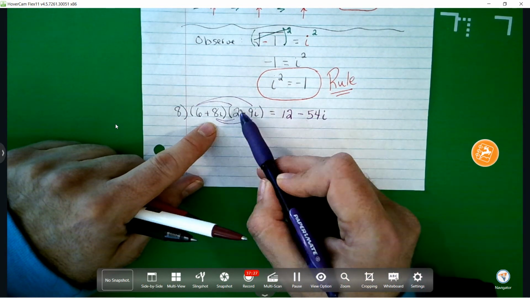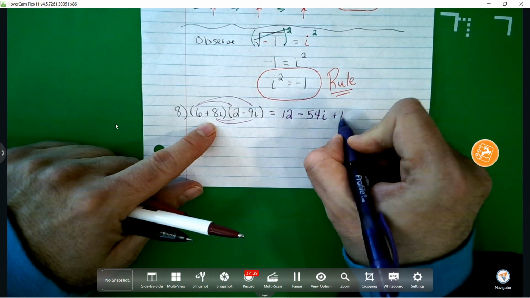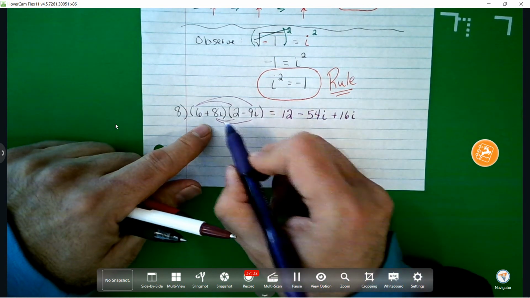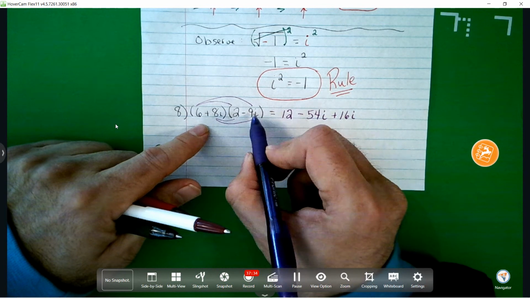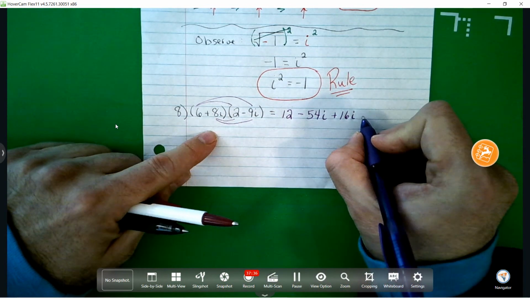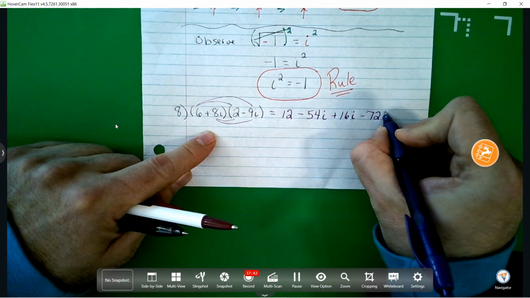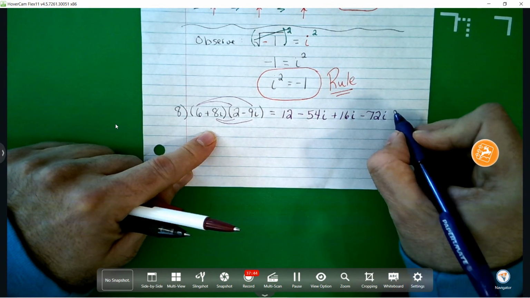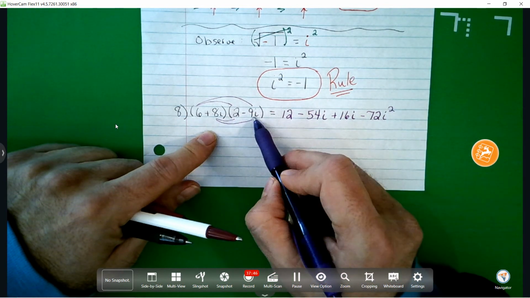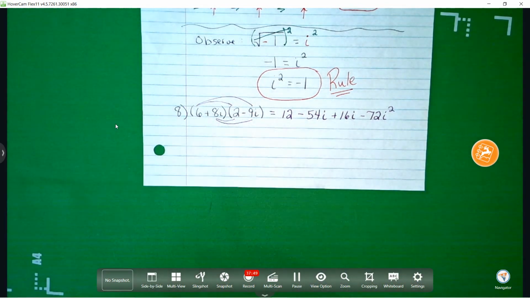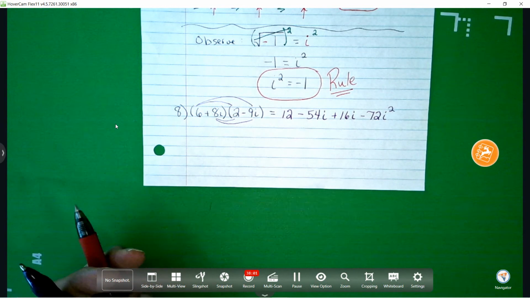Inner, what's that inner there? 8i times 2 is a 16i. And last, 8i times a negative 9i, is that a negative 72? Now be careful, it's not just i, it is i squared, i times i. When you FOILed stuff out in a previous algebra class, your variable was probably not an i. The variable you were using was probably an x. And you'd say x times x is x squared. Well, don't let the fact that this is i scare you.